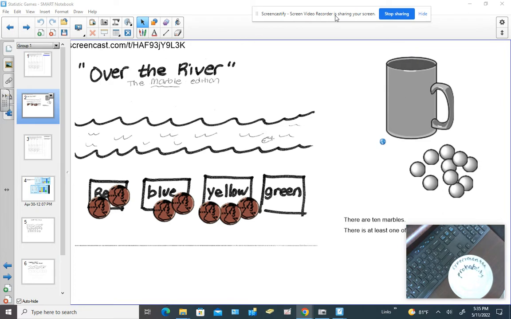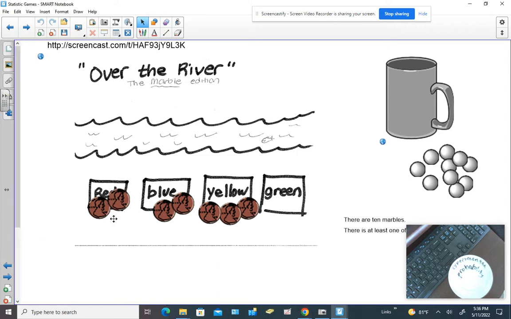So the situation that we have here, the container that you see in the image there, has 10 marbles in it. And we have at least one of each of the following colors: red, blue, yellow, and green. There are 10, so there's at least one of all those colors. To play the game, you have to predict. Well, there can't be the same number of each marble, right? Because there's 10 marbles, and four is not compatible with 10. So we can't have one of each color. But you might speculate that there might be more red or whatever.